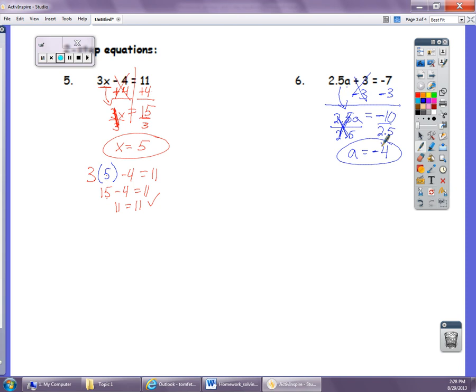So now once again we can go back and check our answer. So we can do 2.5 times negative 4 plus 3 equals negative 7. Well, 2.5 times negative 4 will give us negative 10, plus 3 equals negative 7. So we have negative 7 is equal to negative 7. Checks out and works correct.